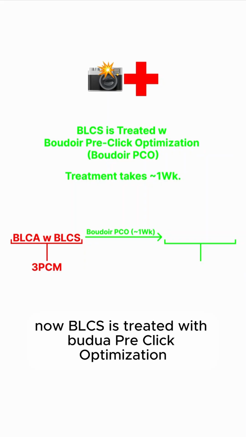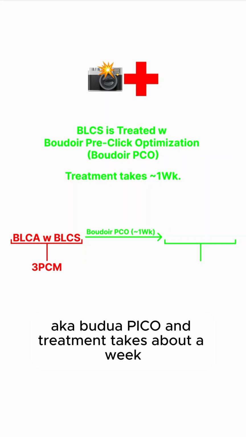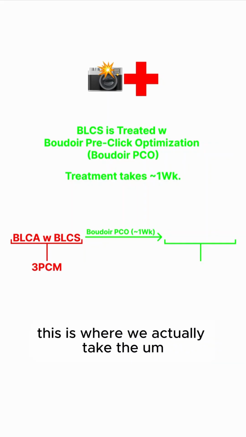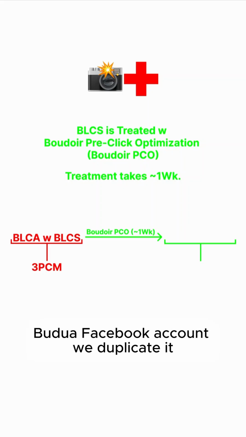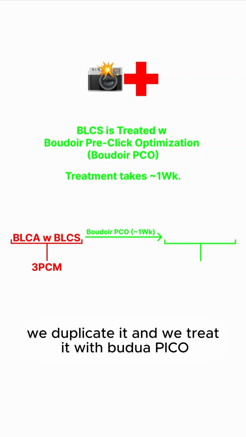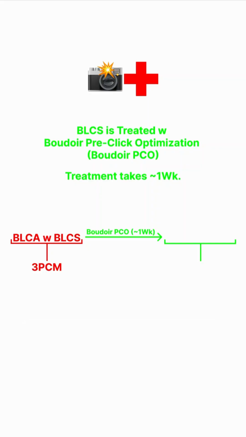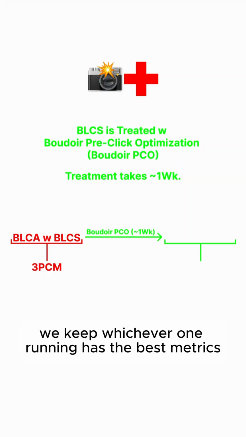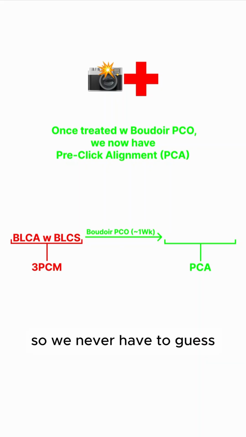Now, BLCS is treated with Boudoir pre-click optimization, aka Boudoir Pico, and treatment takes about a week. We invented this. This is where we take the Boudoir Facebook ad and duplicate it, so we leave the original untouched. We treat the duplicate with Boudoir Pico, and at the end of a week, we keep whichever one running has the best metrics. So we never have to guess.